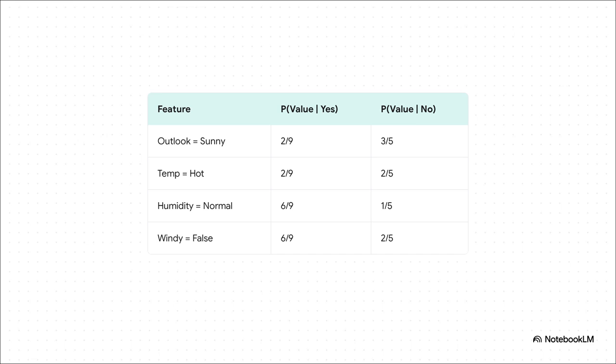Let's take sunny, for example. We look back at all the days we played golf, all 9 of them, and we see that only 2 of those days were sunny. So, the probability of it being sunny on a day we play golf is 2 out of 9. We just do that for every one of today's conditions for both the yes days and the no days, and we end up with this complete table of probabilities.